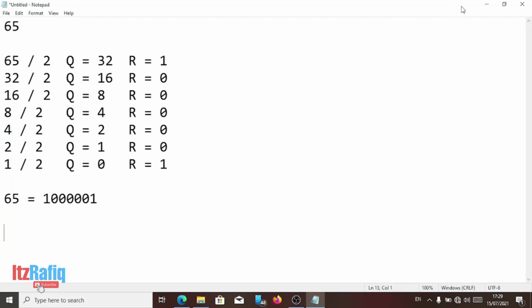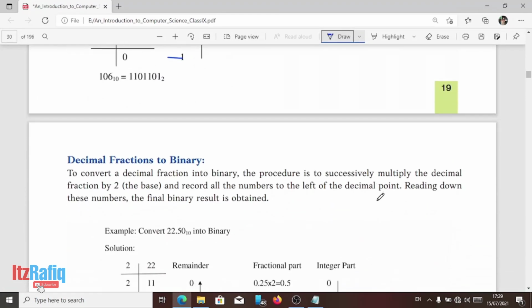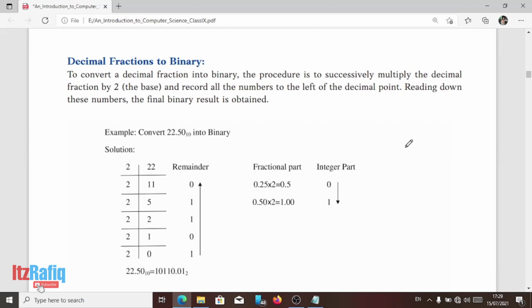Now suppose we have a decimal point, then what happens? Let's see. To convert a decimal fraction into binary, the procedure is to successively multiply the decimal fraction by 2 and record the leftmost digit, reading down the numbers, and finally the binary result is obtained. Here there is some mistake in the example of the book, so we are going to practice and try another example.